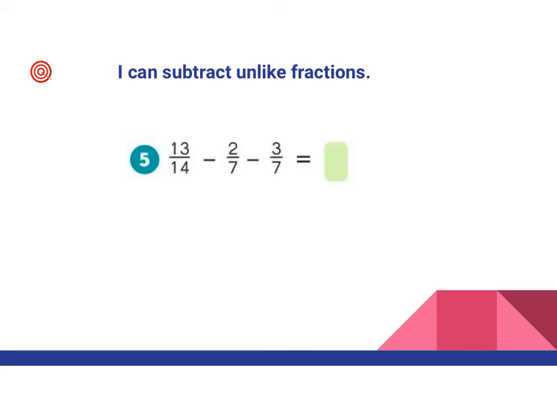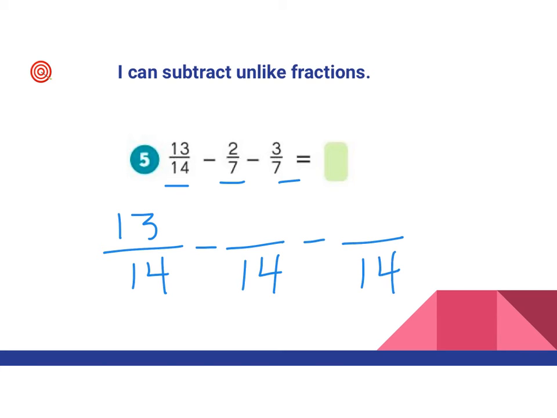Whoa, we've got 3 fractions here. 13/14 minus 2/7 minus 3/7. Well, I'd keep following those same steps. I've got 14, 7, and 7. So let's make common denominators. And looks like working with 14ths is probably going to be what we want. So 7 times 2 equals 14, so 2 times 2 would be 4. And likewise, 7 times 2 equals 14, so 3 times 2 would be 6.